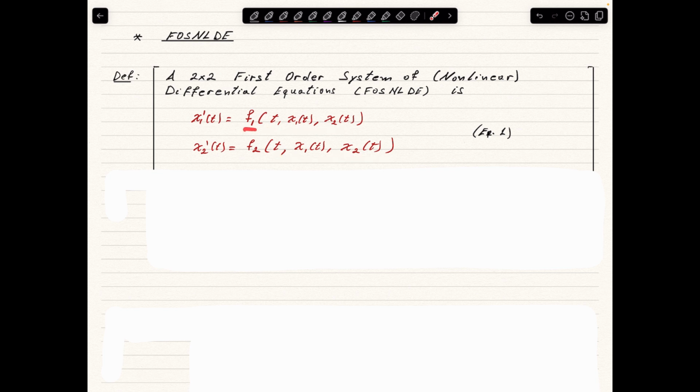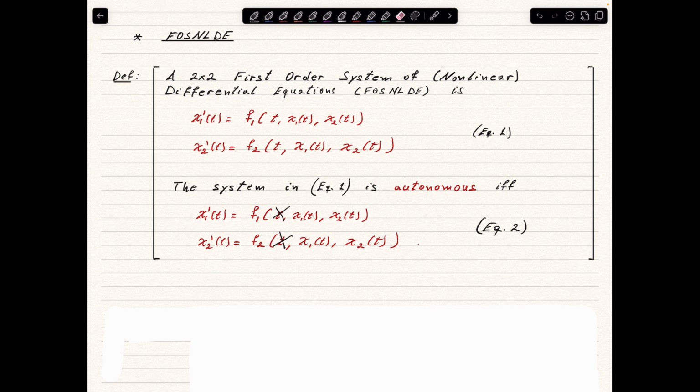When the functions f1 and f2 are linear functions of x, then we say that the system is a linear system, otherwise the system is nonlinear. The system given here is called autonomous in the case that the functions on the right hand side of the equations do not depend explicitly on the independent variable t.